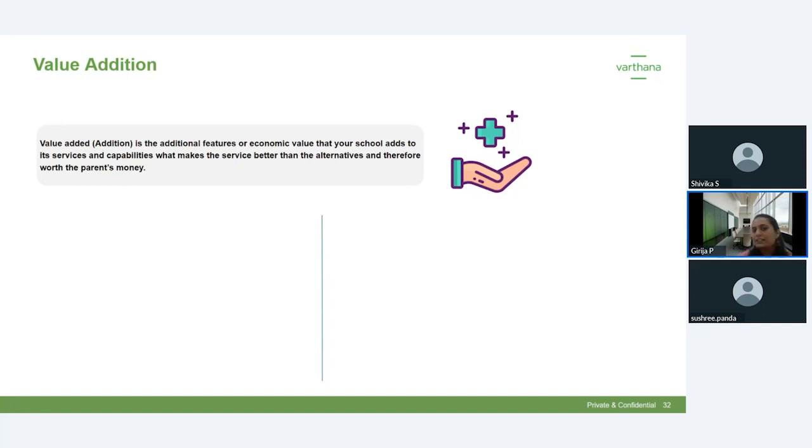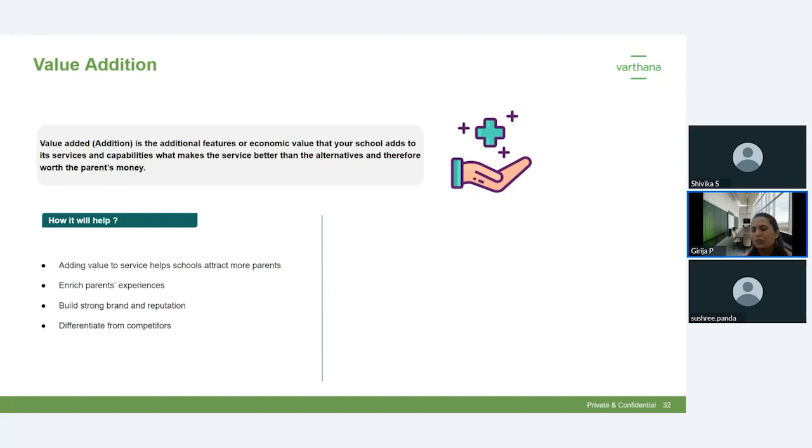So schools can also provide these extra features in their service and capabilities, which can help parents feel more valued. Value addition will definitely help attract more parents because they are seeing more value in their schools. It will help to enrich the parents' experiences. Definitely you're providing something extra to them. It will build a strong brand and reputation within the community, and because you're providing something extra which other schools are not providing, it will help you to differentiate from the market.